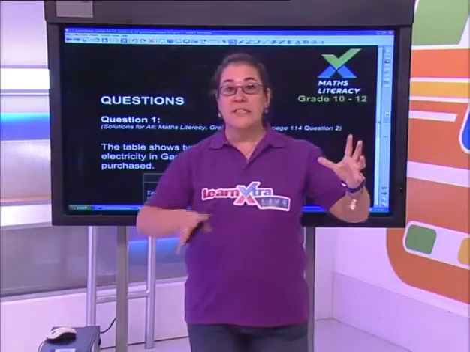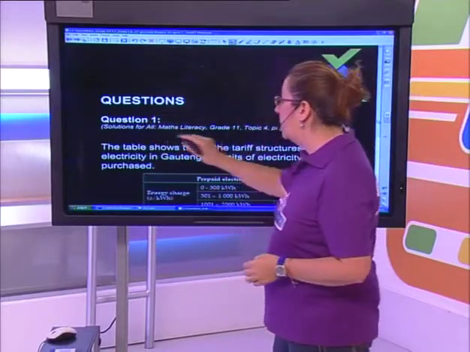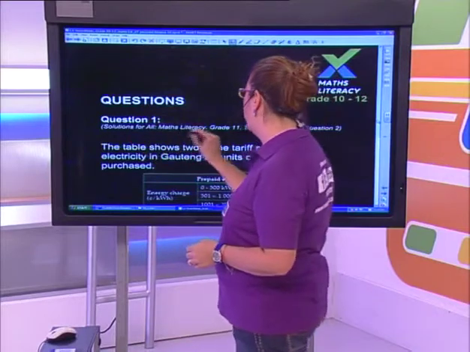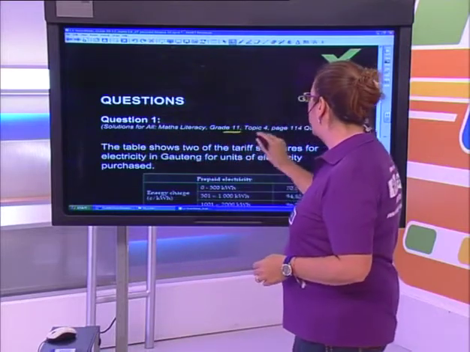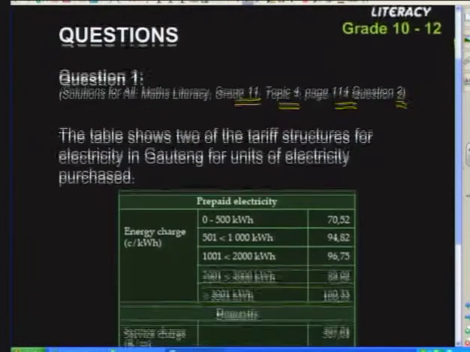Okay, I think the best thing to do now is to just jump into the questions. We're looking at question one, which comes from Solutions for All, Maths Lit, Grade 11. We're dealing with Topic 4, page 114, question 2. You can get these notes online, so you can follow along.